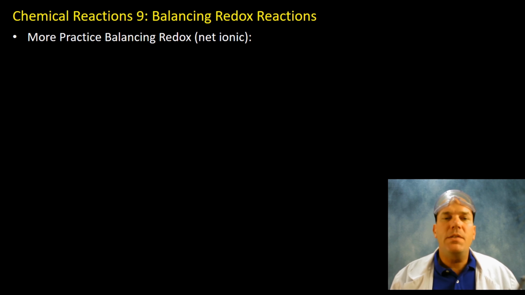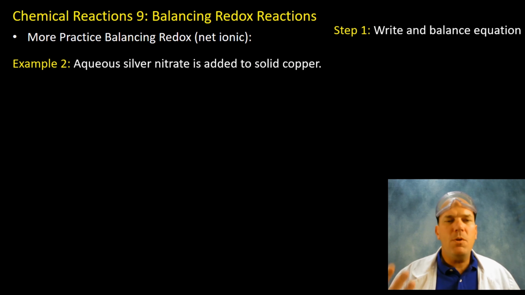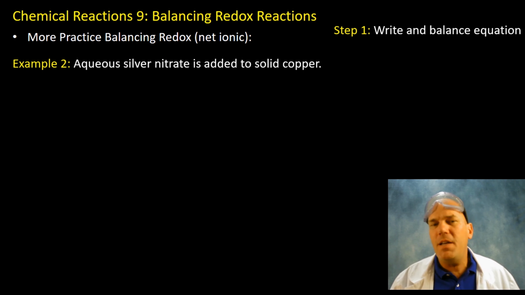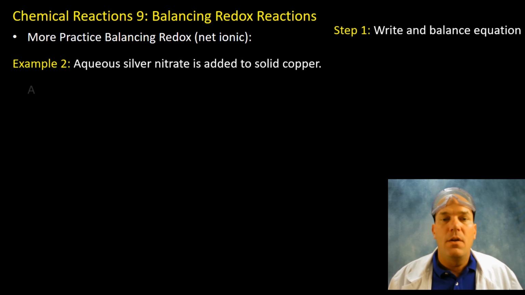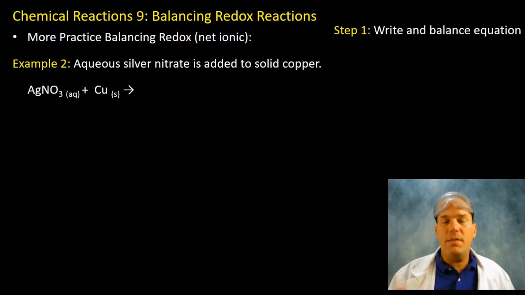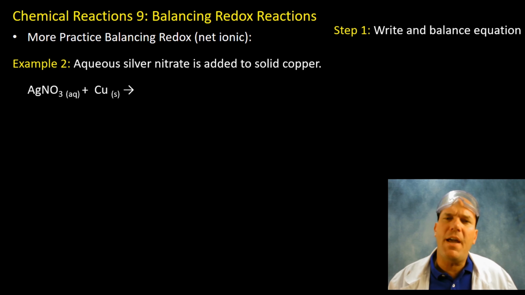Now, let's look at net ionic. Let's look at example 2, where we have aqueous silver nitrate and it's being added to solid copper. Okay, first we're going to write and balance the chemical reaction. Silver nitrate, which is aqueous, plus solid copper yields. Well, this is a single replacement reaction.